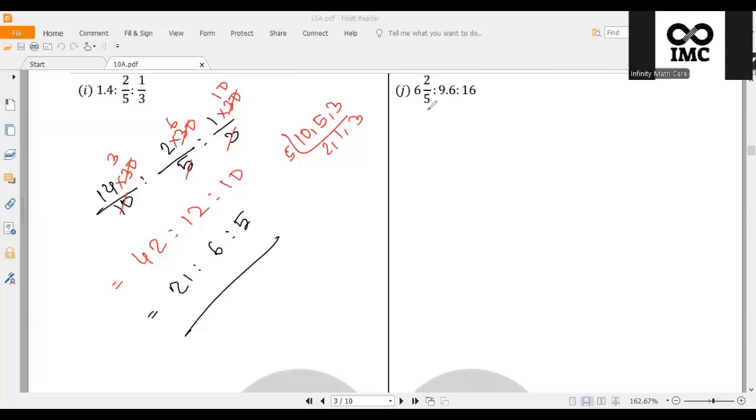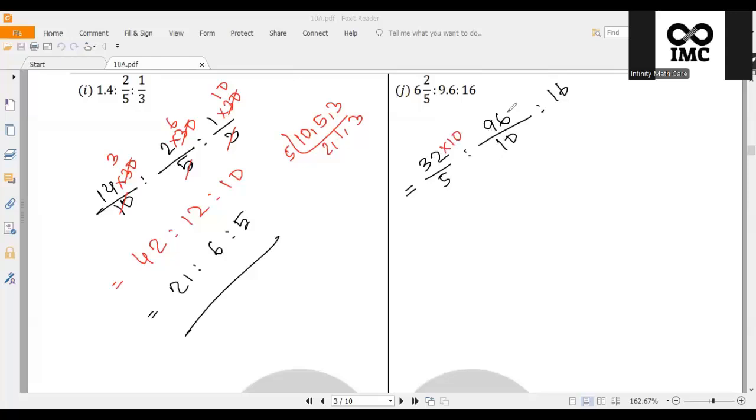Now question number J. At first we need to convert this mixed fraction into an improper fraction. 5 sixes are 30 plus 2 is 32 is to 9.6 can be written as 96 by 10 is to 16. Now multiply each one by 10. Why?